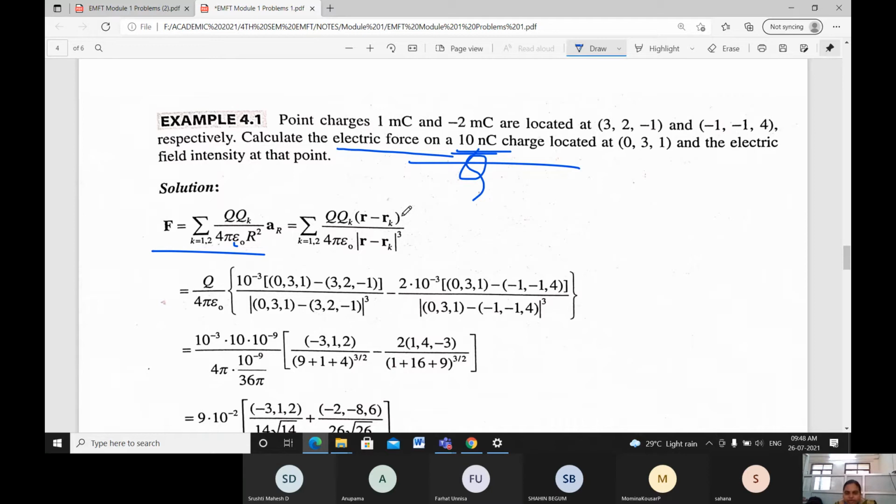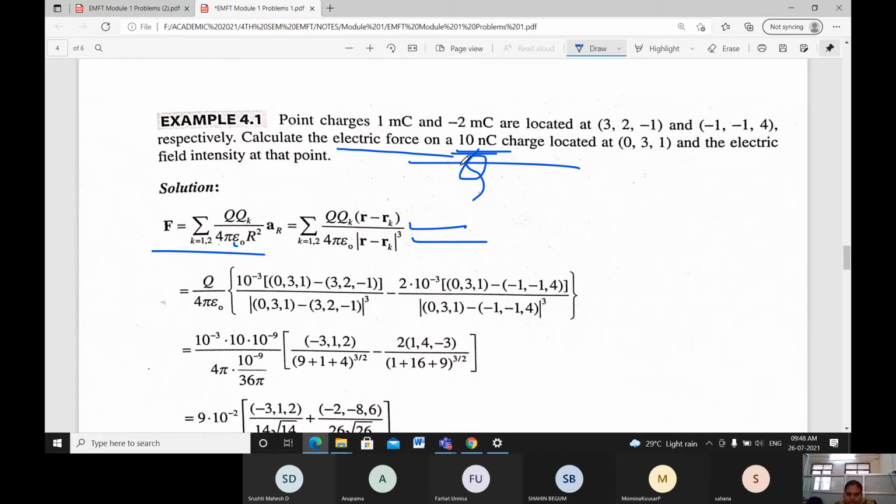I hope you remembered how we calculate the distances. It is Q QK times (R minus RK), divided by 4 pi epsilon naught times mod of (R minus RK) whole cube. This is a standard equation. In the theory part we went through it. Once you go through the equations, what is it going to be?